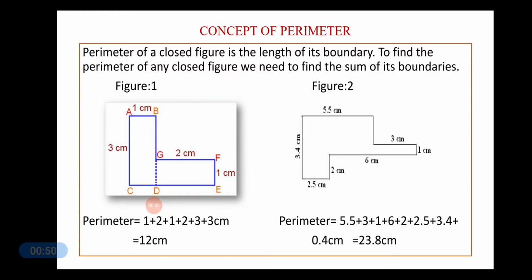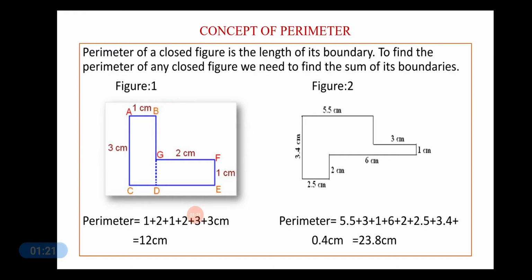Consider this figure. Here the sides are given as AB, BG, GF, FE, EC and AC. AC is given as 3 cm, AB is given as 1 cm, GF is given as 2 cm and FE is given as 1 cm. But the sides BG and CE are not given to you. So how will you find the sides BG and CE?